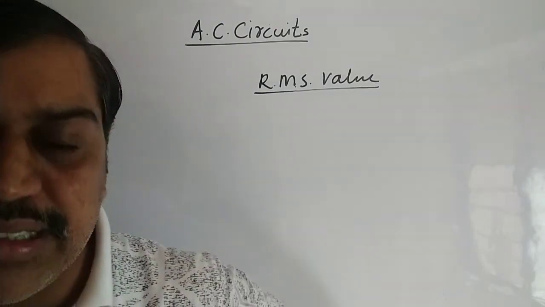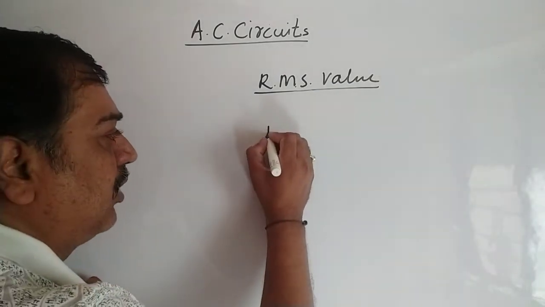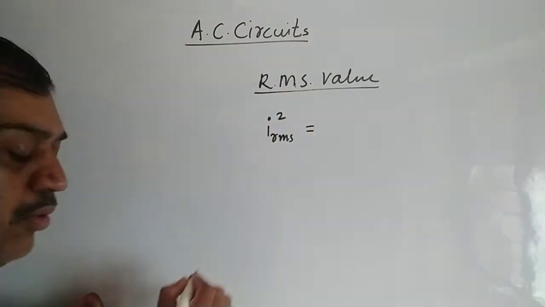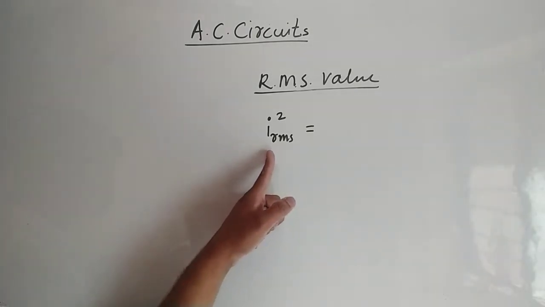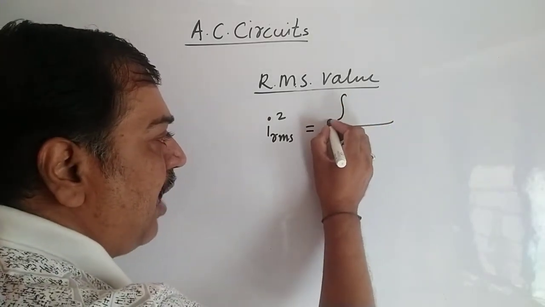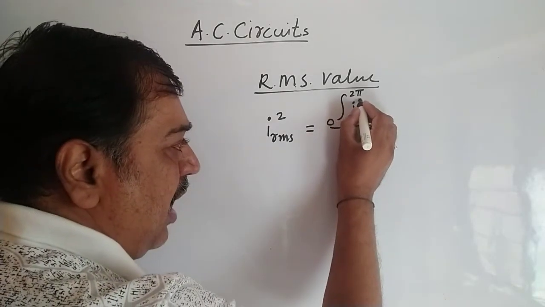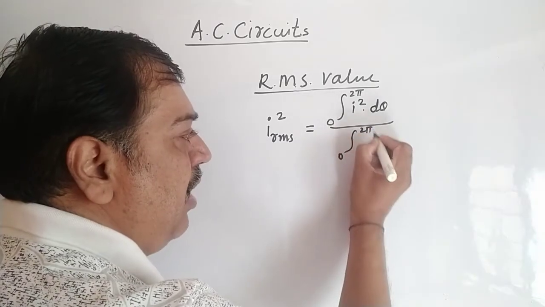Now we are going to find out its root mean square value. To find the root mean square value, we have to solve the mathematical part, just as we did for the average value. So I RMS square, the root mean square value of current, is equal to the integration from 0 to 2 pi of I square d theta, divided by the integration from 0 to 2 pi of d theta.